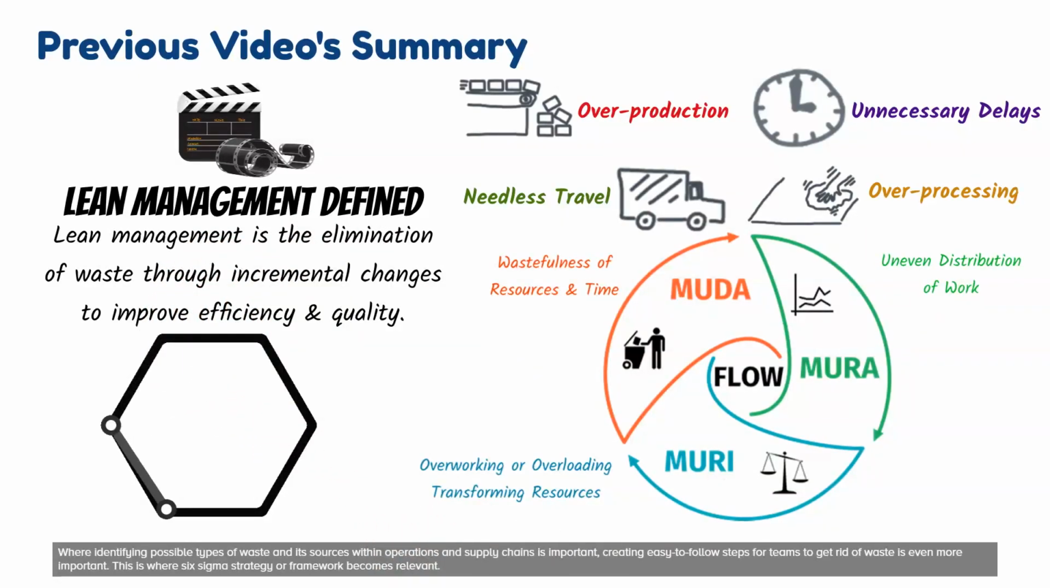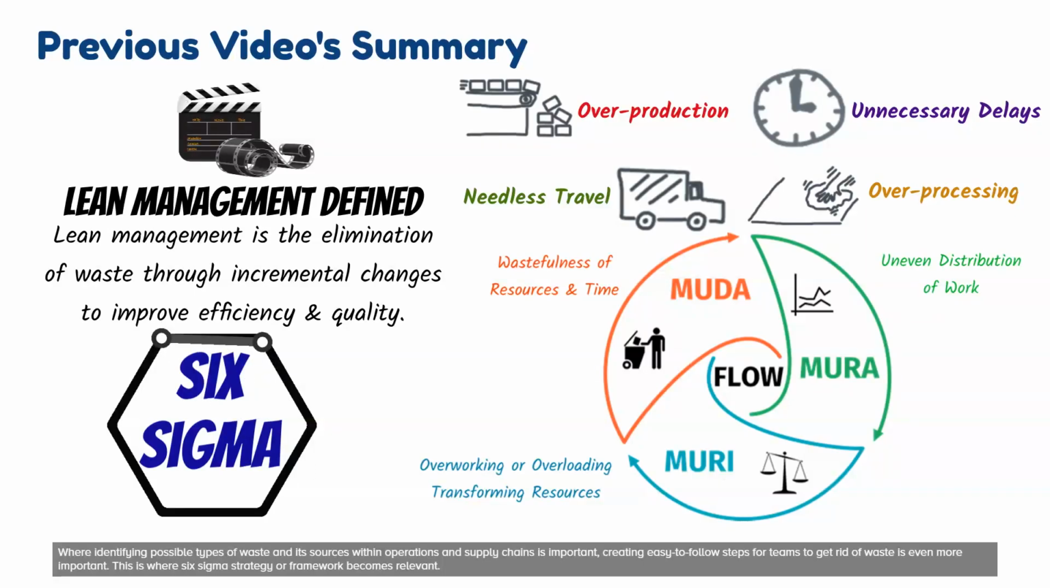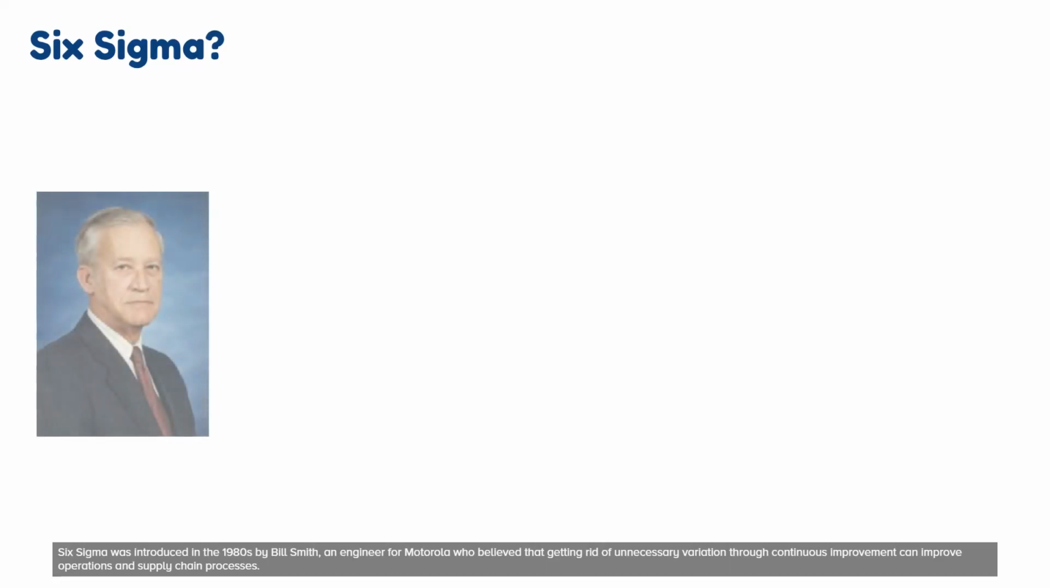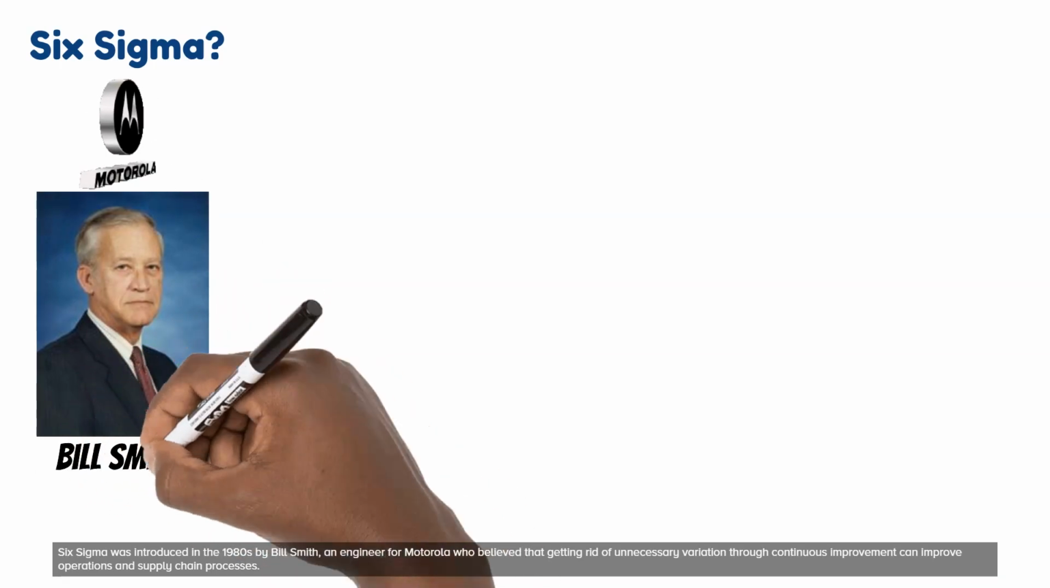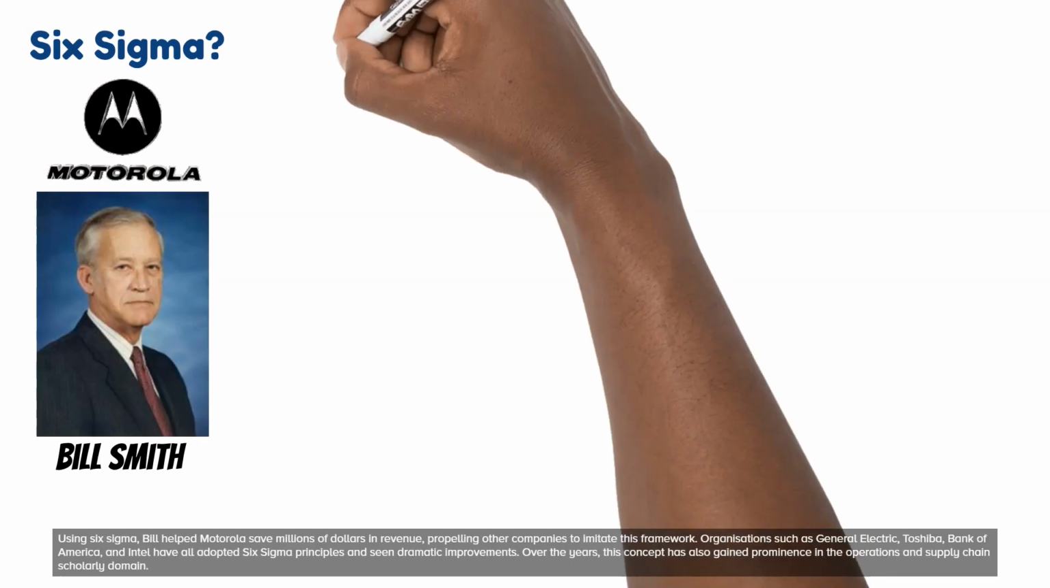Where identifying possible types of waste and its sources within operations and supply chains is important, creating easy-to-follow steps for teams to get rid of waste is even more important. This is where Six Sigma strategy or framework becomes relevant. Six Sigma was introduced in the 1980s by Bill Smith, an engineer for Motorola who believed that getting rid of unnecessary variation through continuous improvement can improve operations and supply chain processes.